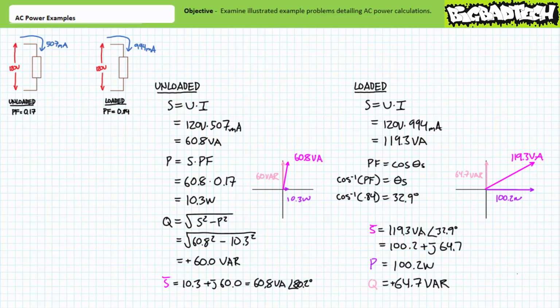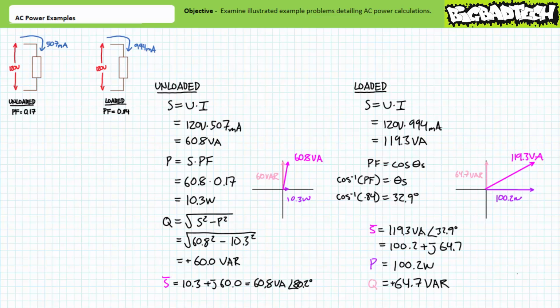Real or reactive? To answer this question using complex numbers, we can solve for the apparent power angle by taking the inverse cosine of power factor. Substituting in our given values yields an angle of roughly 32.9 degrees. Note the apparent power angle is assumed to be positive since we're obviously dealing with an inductive impedance because current lags voltage. Apparent power, expressed as a complex number in polar format, is therefore 119.3 volt amperes at an angle of positive 32.9 degrees.